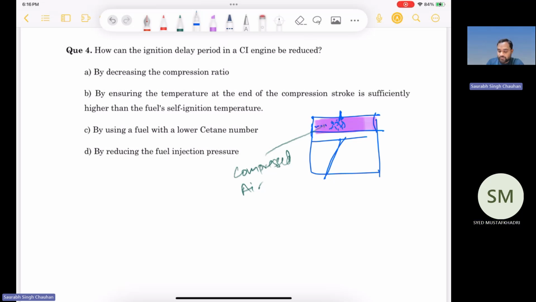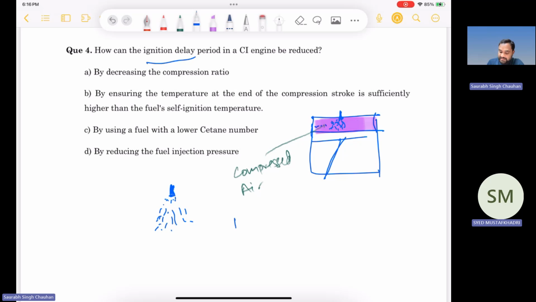So you start injecting. For example, you want to inject some mass m of the diesel. It will take some time to complete the injection. When you start the injection, the fuel will come out as a spray, and some time after the start of injection, this fuel will start burning. So the burning is not immediate after the start of injection. There is some delay between the start of injection and the start of combustion. That time difference is called ignition delay.